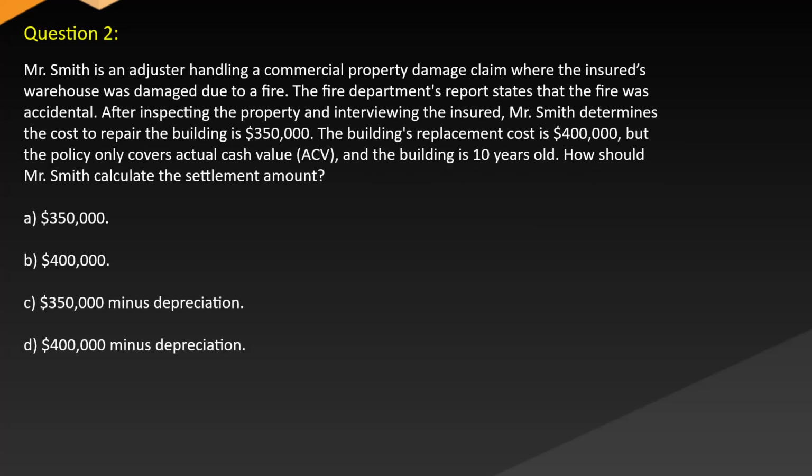Question 2. Mr. Smith is an adjuster handling a commercial property damage claim where the insured's warehouse was damaged due to a fire. The fire department's report states that the fire was accidental. After inspecting the property and interviewing the insured, Mr. Smith determines the cost to repair the building is $350,000. The building's replacement cost is $400,000, but the policy only covers actual cash value (ACV) and the building is 10 years old. How should Mr. Smith calculate the settlement amount? A. $350,000. B. $400,000. C. $350,000 minus depreciation. D. $400,000 minus depreciation.